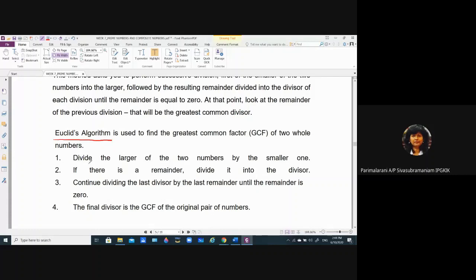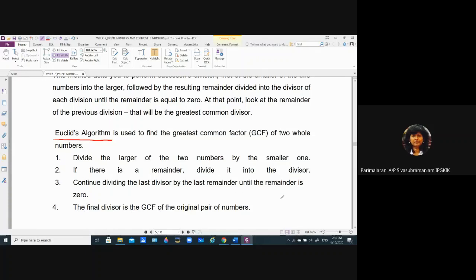Step 1, you divide the larger of the two numbers by the smaller one. Step 2, if there's a remainder, divide it into the divisor. Step 3, you continue dividing the last divisor by the last remainder until the remainder is 0. Step 4, the final divisor is the GCF of the original pair of numbers.